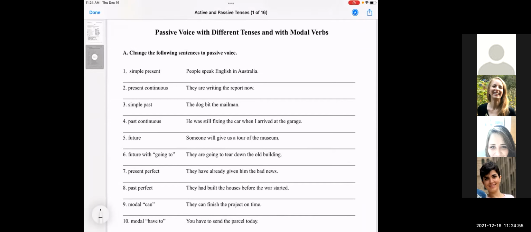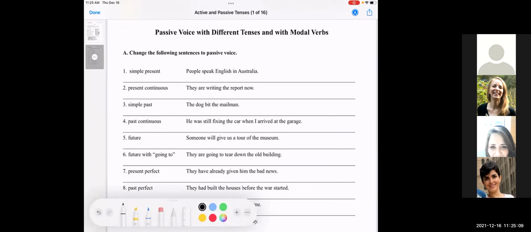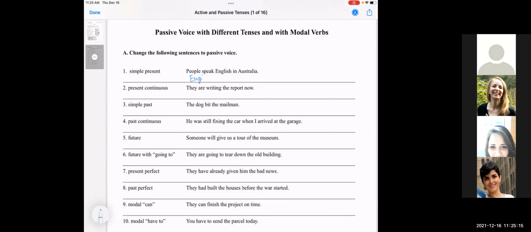Change the following sentence to passive voice. Number 1, simple past. People speak English in Australia. English is spoken in Australia. Yes, English is spoken by people. It's okay, it's not necessary to write "by whom."